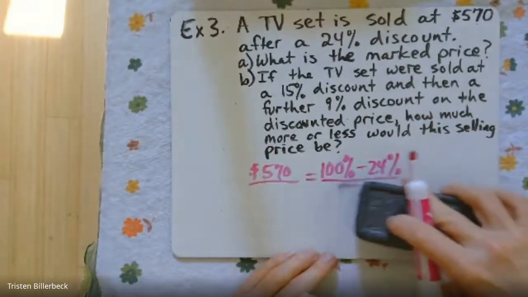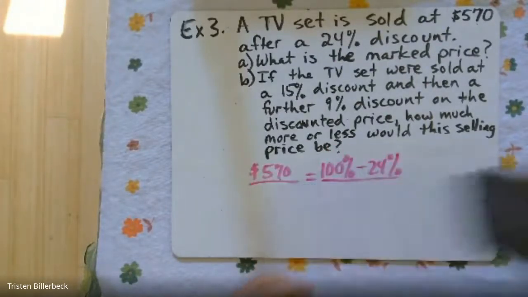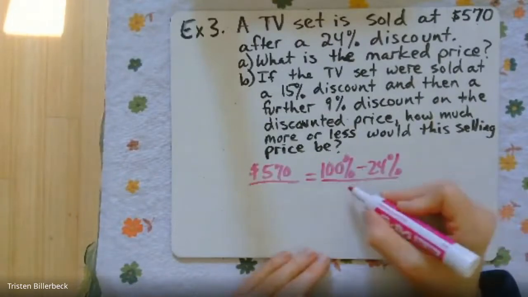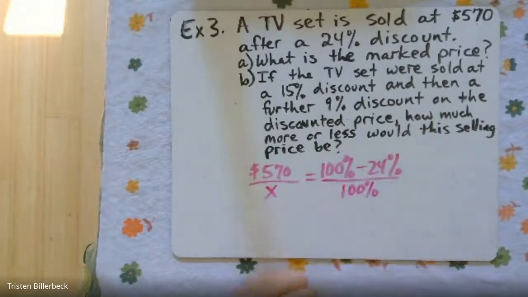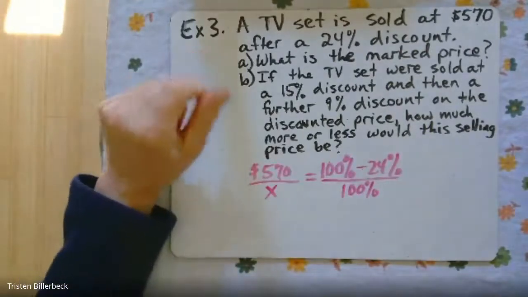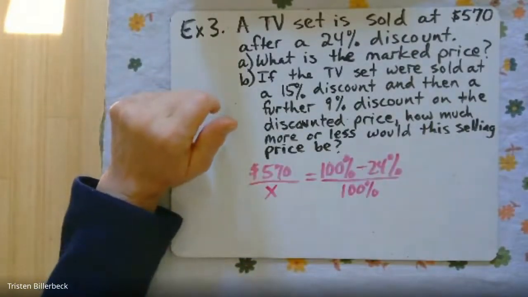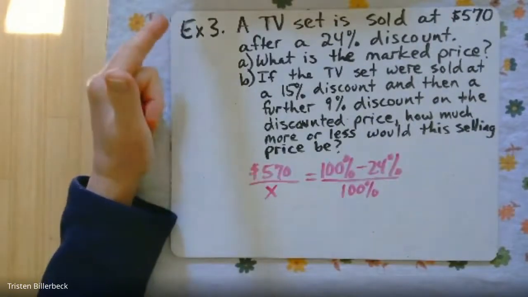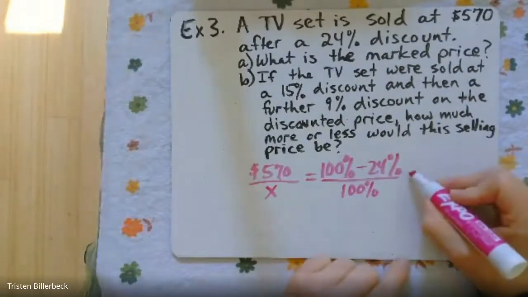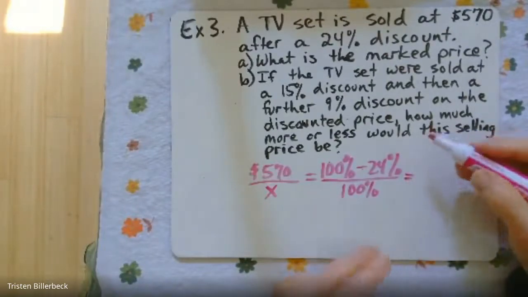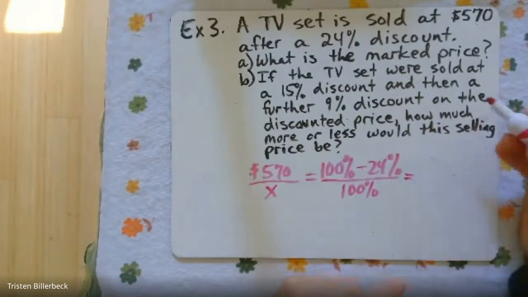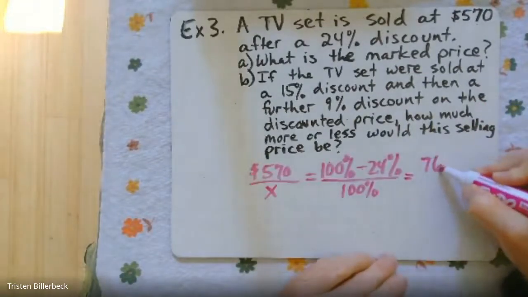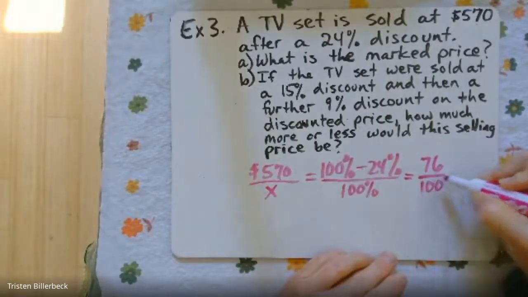Oops, we always know what this one is. So why did Miss Billerbeck put an X there? Because she made a mistake. This is always 100%, no thought involved. And the X goes here because we know everything else. Okay. So what's the marked price before we took the discount? So let's subtract 100 minus 24. Well, 100 minus 25 is 75. And we subtracted one less, so that's 76 over 100.